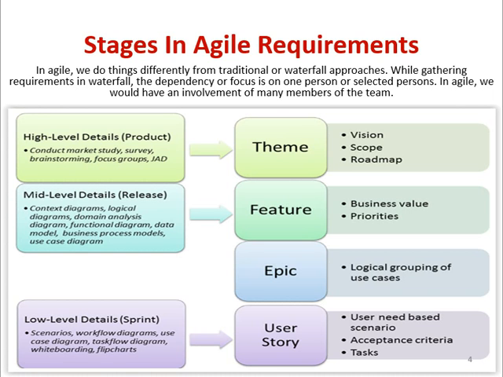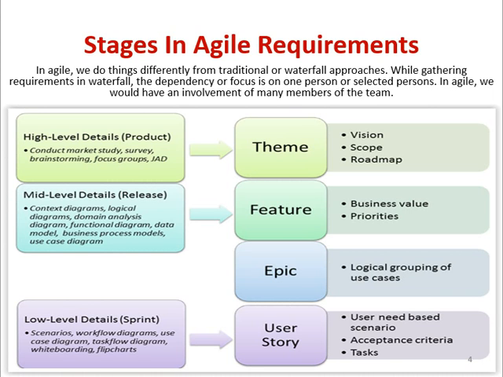The high level design is mapped with the theme as the prime head, which includes the vision, scope, and the roadmap for that particular product or service. The middle level detail is mapped in Agile with feature, which is business value and the priorities for the customer. We have another component, epic, which is the logical grouping of the use cases, and ultimately the lowest level detail, which is LLD in traditional, is mapped with the user story in Agile. In a user story, we have user need based scenarios, acceptance criteria, and tasks.